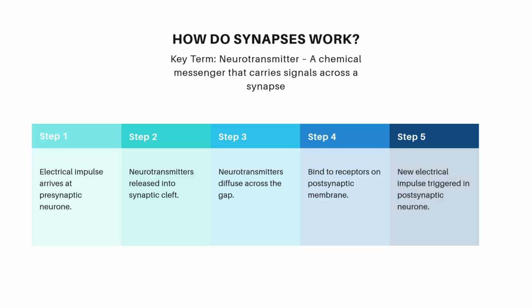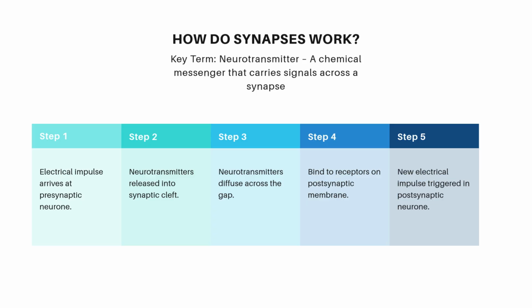Now let's see this part where people either get full marks or completely panic. This is actually just a sequence, and if you remember the order, you are sorted. Step 1 is an electric impulse arrives at the end of the presynaptic neuron. This causes the neurotransmitters to be released into the synaptic cleft. That's the tiny gap. Step 3 is neurotransmitters diffuse across the gap. Fancy word, simple meaning: they just spread out from higher concentration to lower concentration. I hope this makes sense.